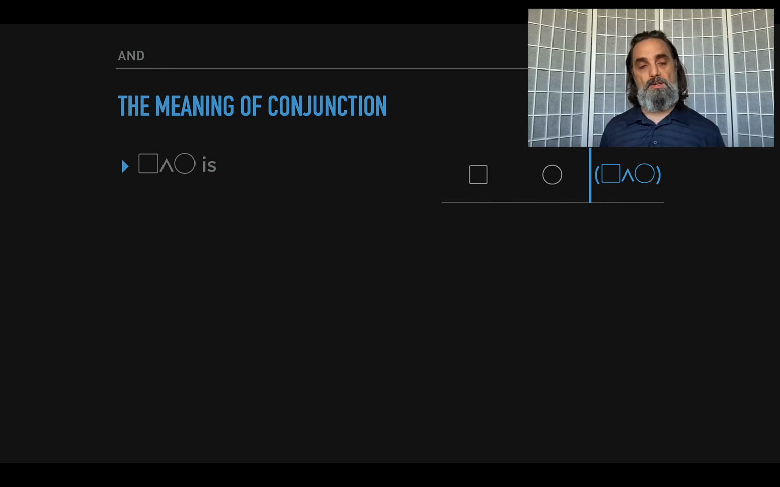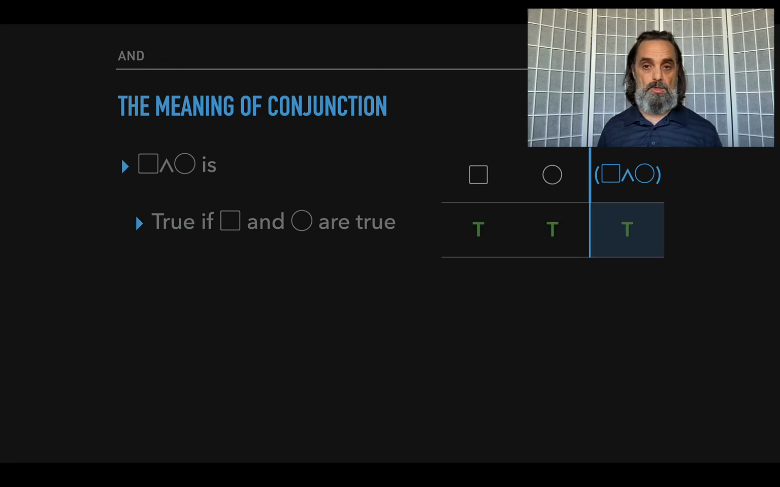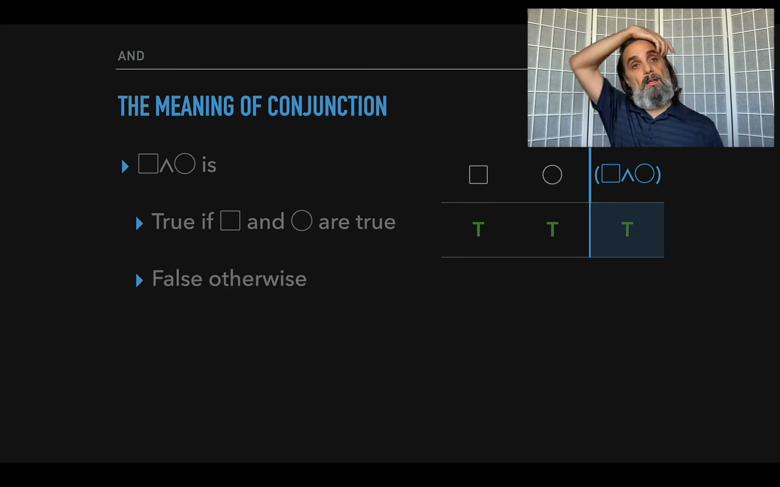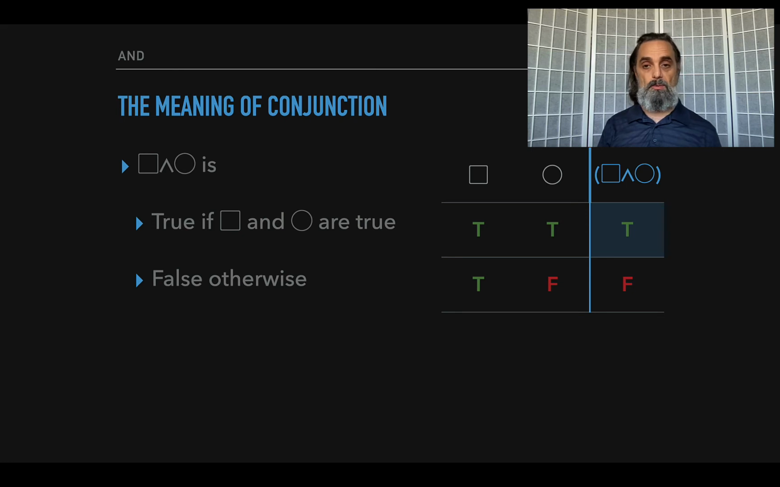Well, for box and circle, the whole thing is true if both pieces are true. So we could write that like this. On that row, when box and circle are true, then the whole thing is true. The whole thing, meaning and, means that they're both true, and so the whole thing is false otherwise. So the whole thing is false if box is true but circle is false. The conjunction is false if box is false but circle is true, and the whole thing is false if both pieces are false. So it's true when they're both true, and it's false otherwise.